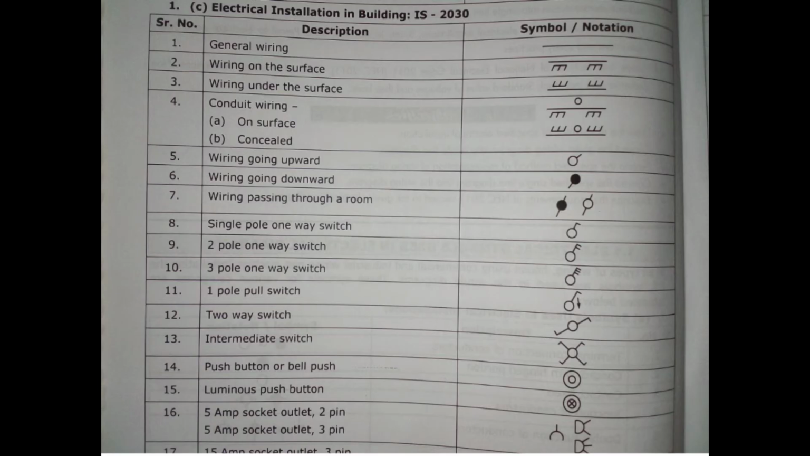So now here see the symbols. First is general wiring. This is the symbol of general wiring. Then wiring on the surface and wiring under the surface. These are opposite. Then conduit wiring, which has two types, on surface and concealed. This is the on surface and this is the concealed. Then wiring going upward, wiring going downward, and wiring passing through a room.